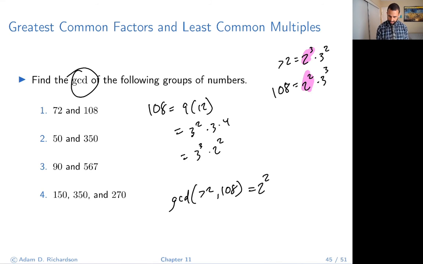Then I'm going to go to the next one here. What's the biggest power common to both of those? It's 3 squared. So we multiply by 3 squared in our GCD, and that's it. So what is this number? This is 4 times 9, which is 36. You don't always have to do that, by the way, and I will actually tell you not to. But that's the GCD. So 36 is the biggest number that divides both of those. 36 divides 72. In fact, 72 is 2 times 36. And 36 divides 108 also. So that's what we're looking for.